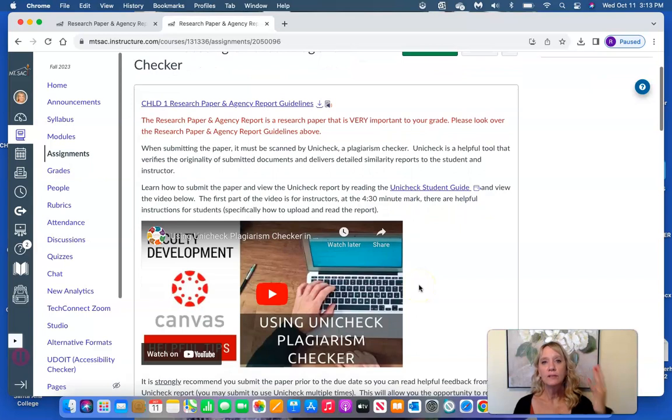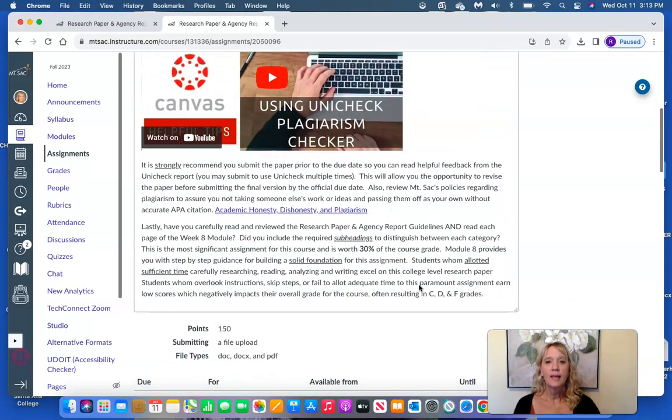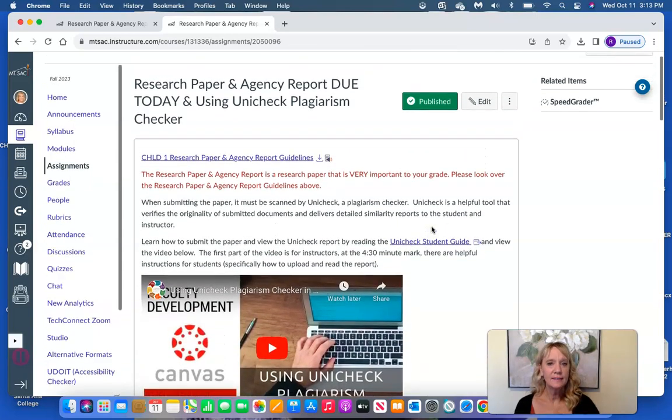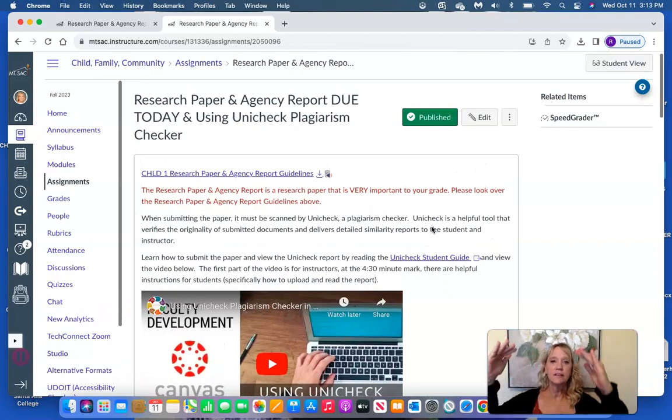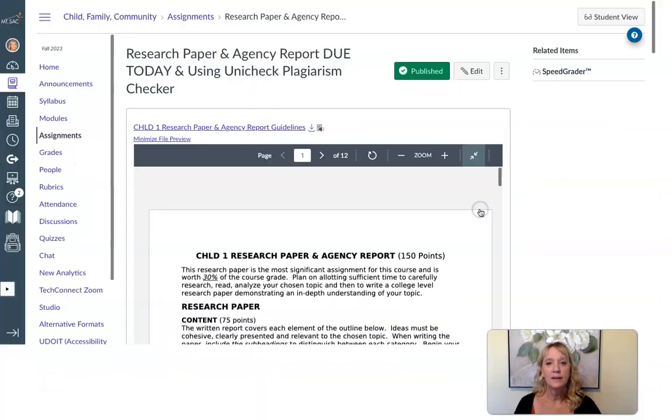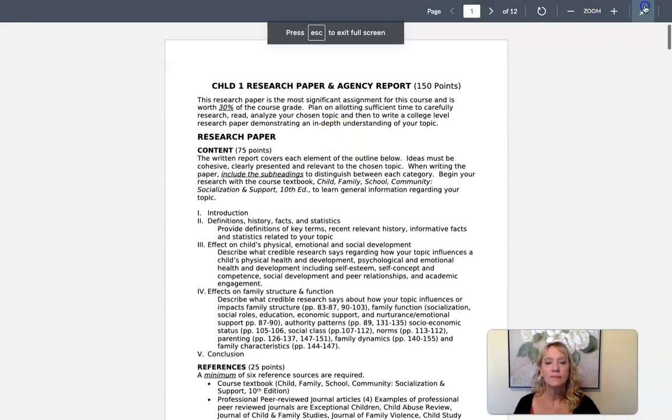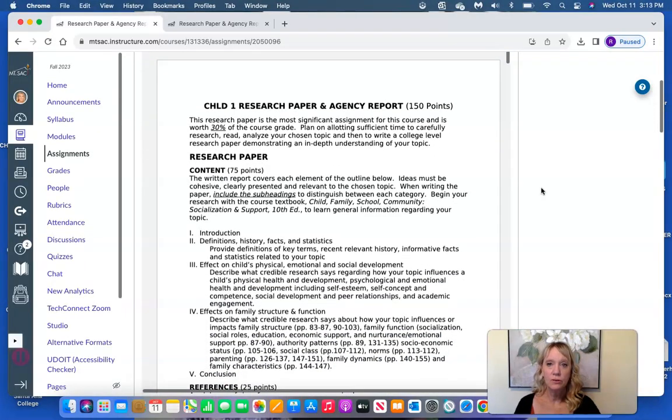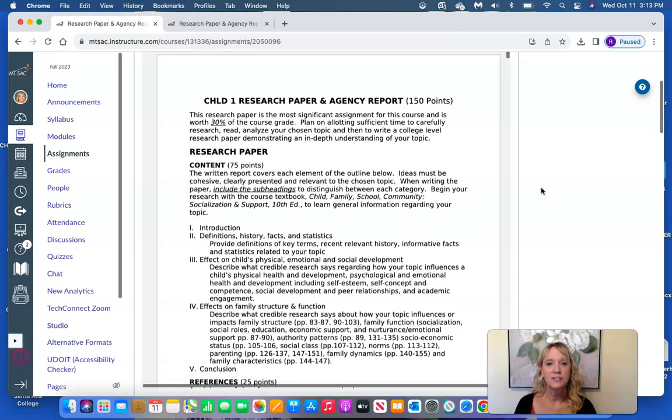But what I want to talk really about is the assignment. Make sure that in Module 8, you will see I have everything in order that goes over this assignment, everything you need. It even has an example paper of what your paper will look like, okay? If you click on this and download it, it'll pop up here. So here is your child research paper and agency report.